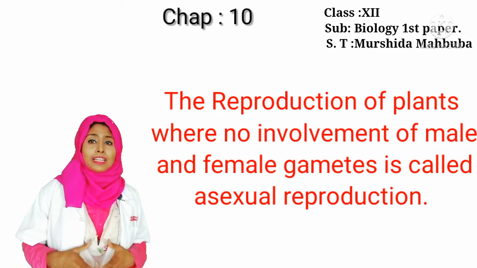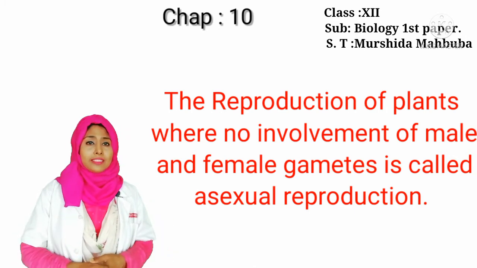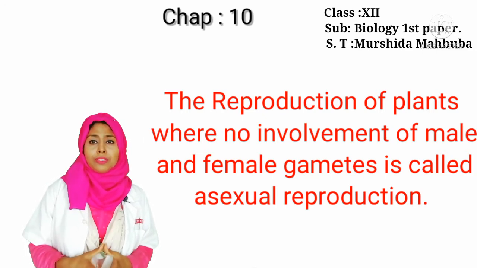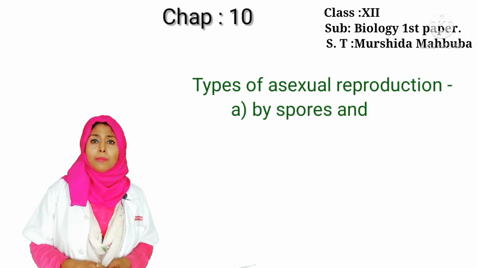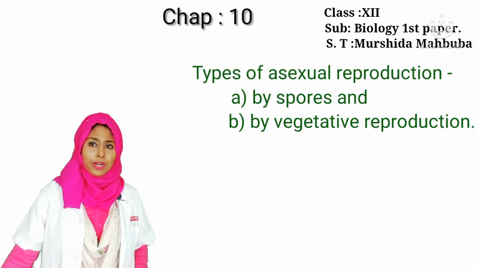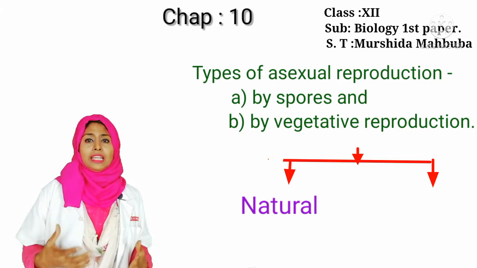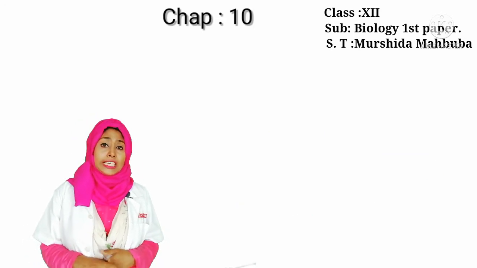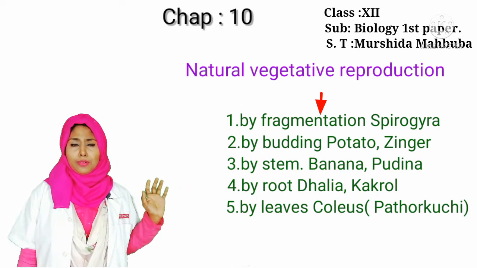The reproduction of plants where there is no involvement of male and female gametes is called asexual reproduction. There are two major types of asexual reproduction, A by spores and B by vegetative reproduction. There are two types of vegetative reproduction. Those are, first natural vegetative reproduction and second artificial vegetative reproduction. Natural vegetative reproduction, then there are many ways of natural vegetative reproduction.